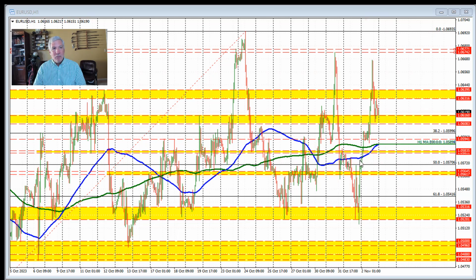And on Wednesday, we moved higher. On Thursday, we moved higher. And then on Thursday, we moved back to the downside. And where did we go? We went right to this swing area between the 1.0608 and 1.0616 level. I've talked about that area for a long time.